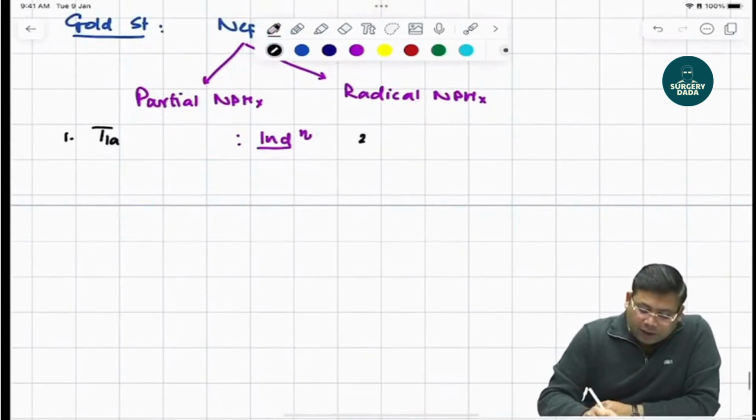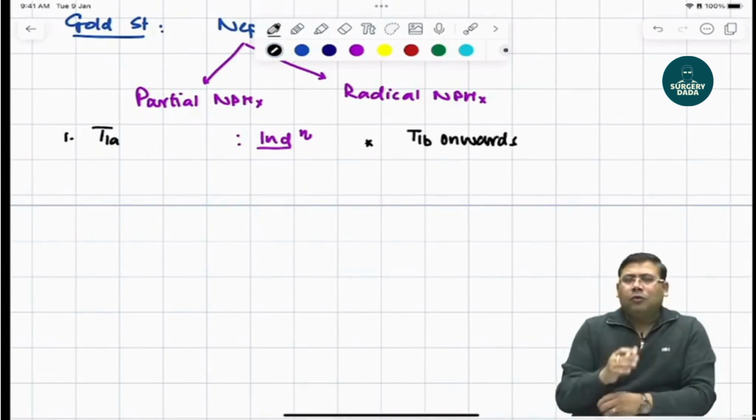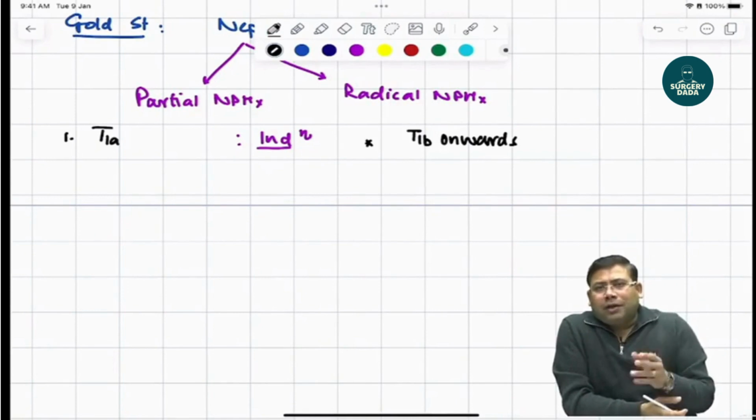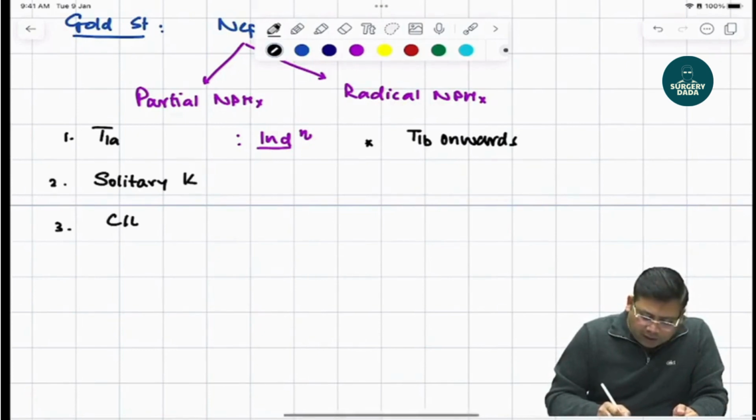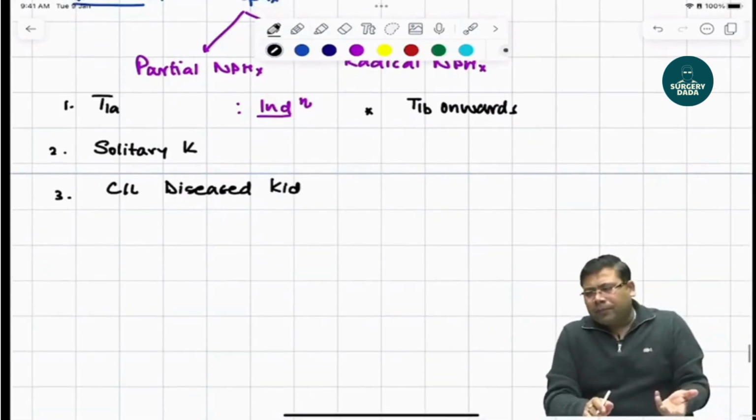What is the indication for the radical nephrectomy? Answer is T1B onwards. But do you know this is not a whole-sole criteria? If a patient has a solitary kidney, even for tumors more than 4 centimeters, you will be going for what, students? Partial. The third is contralateral diseased kidney. What do you mean by contralateral diseased kidney? It is just equivalent to a solitary kidney.